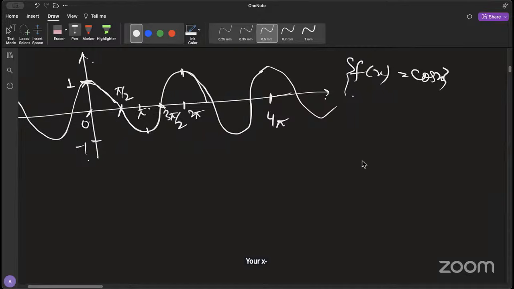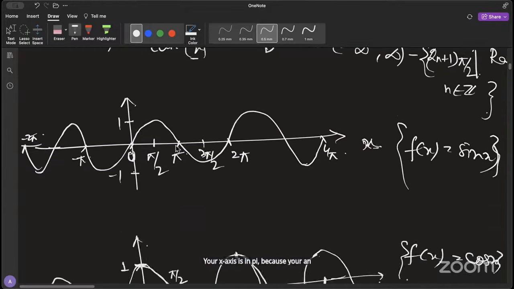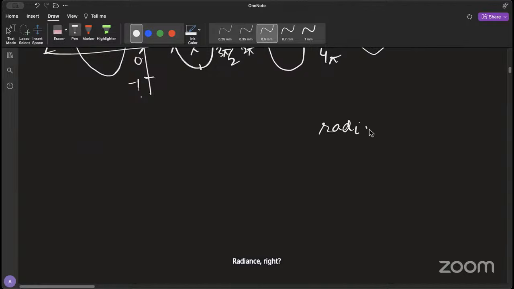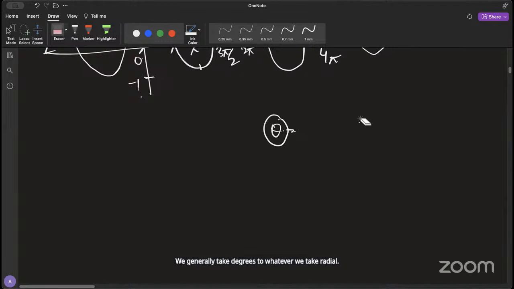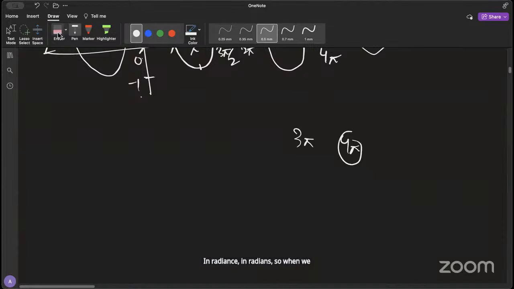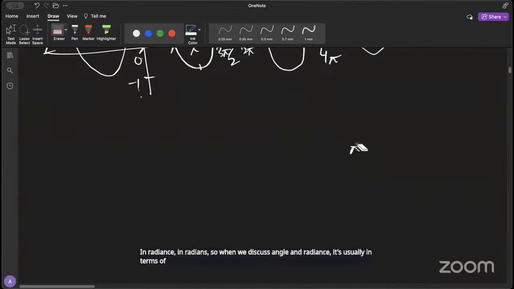Your x-axis is in pi because of your angles, we discussed this here, right? When we were drawing the triangle, we said we take the angle in radians. The unit that you take for theta, we generally take degrees too, but here we take radians. And your radians are in pi only. So 3 pi, 4 pi, that's the usual way to denote angles in radians. When we discuss angles in radians, it's usually in terms of pi. Is that okay?